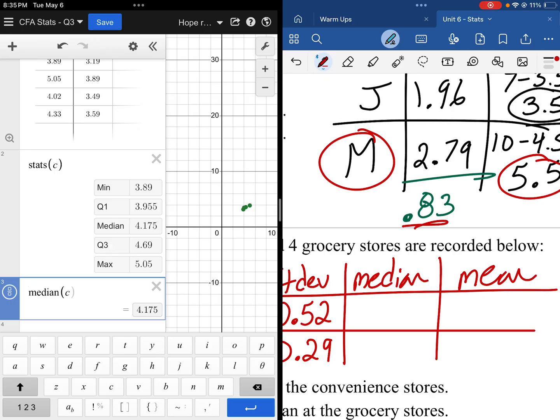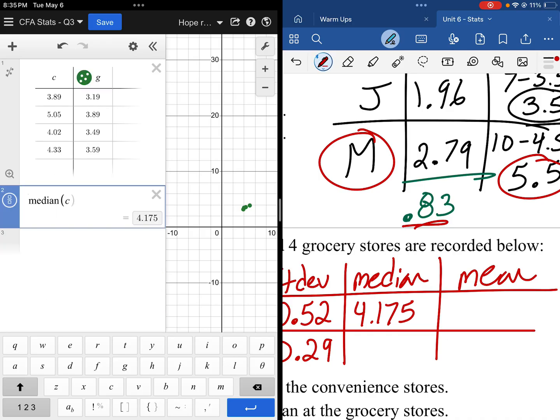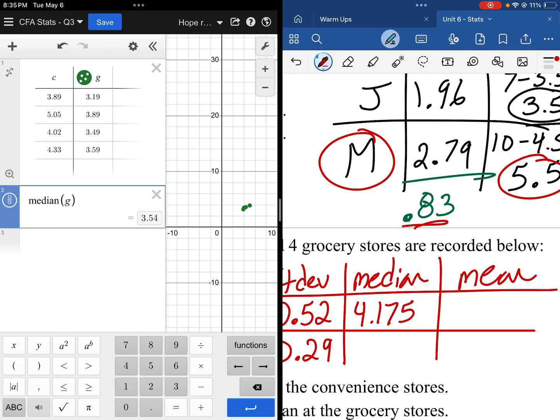So we see that the median for the convenience stores is 4.175. And then if I put in the median for the grocery store, we get 3.54. Now we have to find the mean.